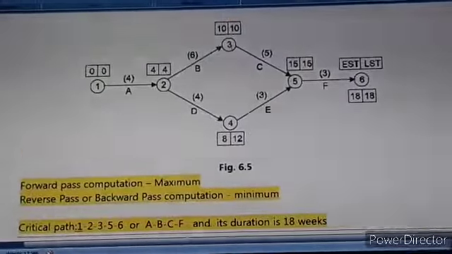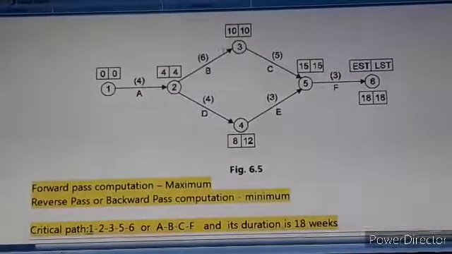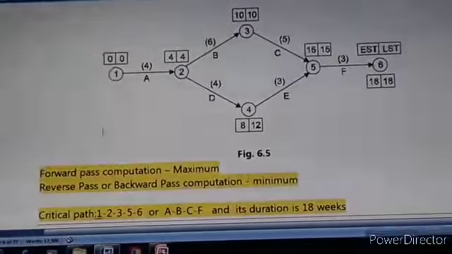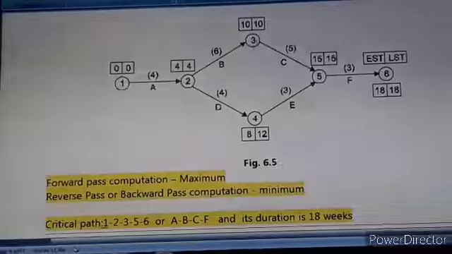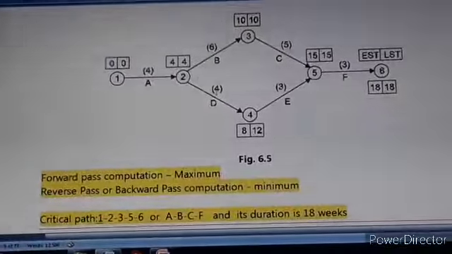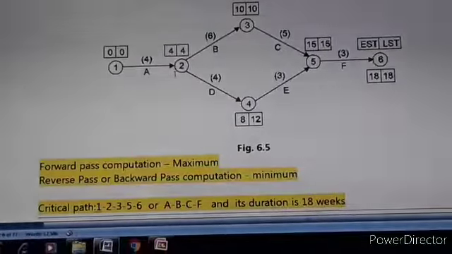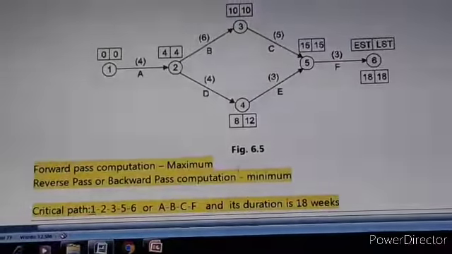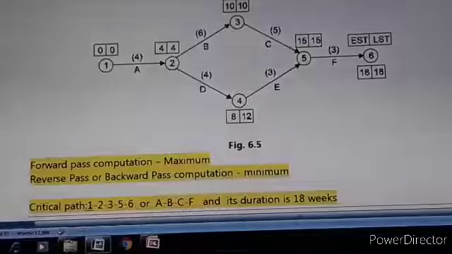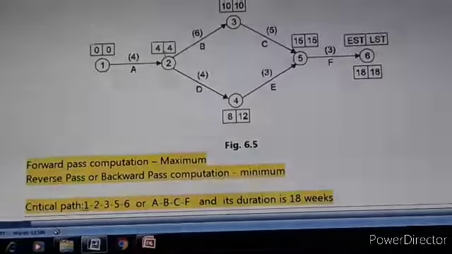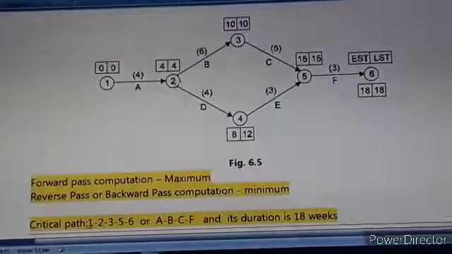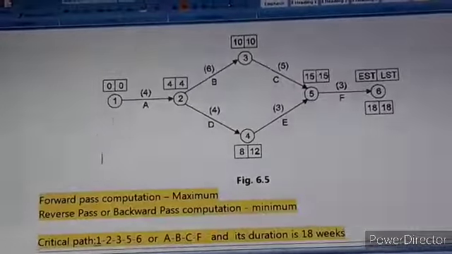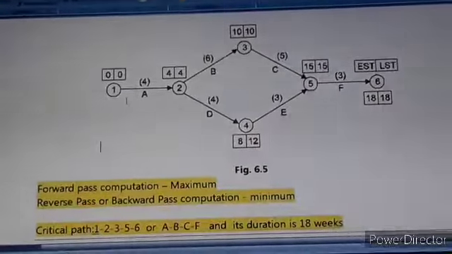But in the reverse path of 3 to 2 we already got 4. So in the reverse path we have to take the minimum value. In the reverse path of 3 to 2 we get 4, but in the reverse path of 4 to 2 we get 8. But 8 is more than 4, and as per our principle, in the reverse path we take the minimum value. That's why we take 4, not 8. Then again 4 to 1, 4 minus 4, 0. So we have finished both reverse paths.